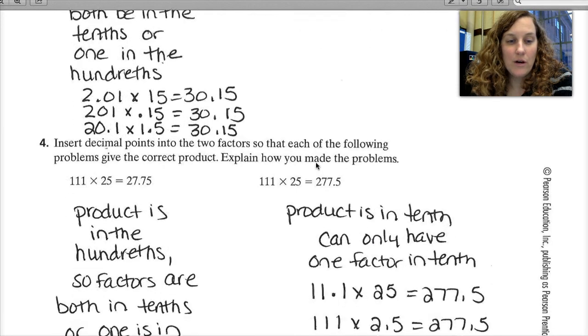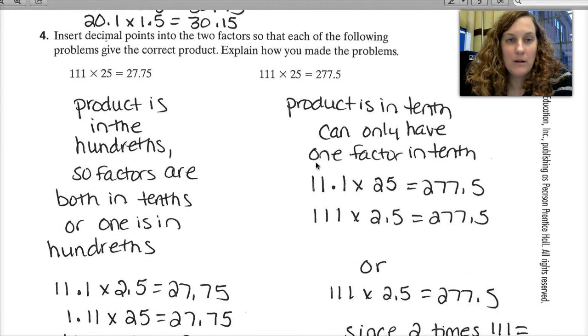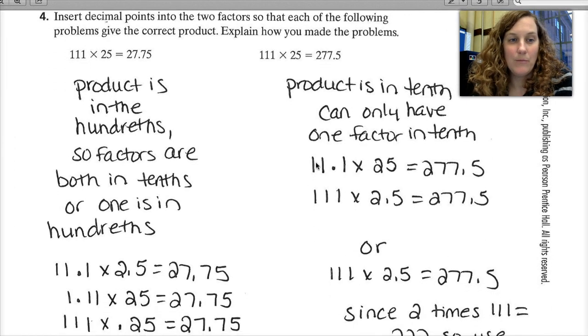And then 4, same thing. Pretty much the same thing. So factors are both in the tenths. So this one, the only difference is our factors, no, they're both still in the hundreds. So this one, the same thing, it's in the hundreds. So you can either do a tenth times a tenth, or a hundredths times a 1, or a 1 times a hundredth.